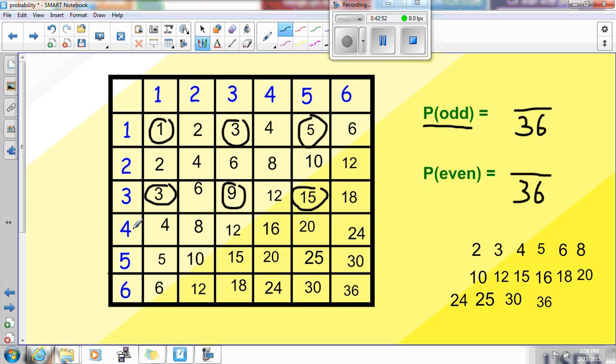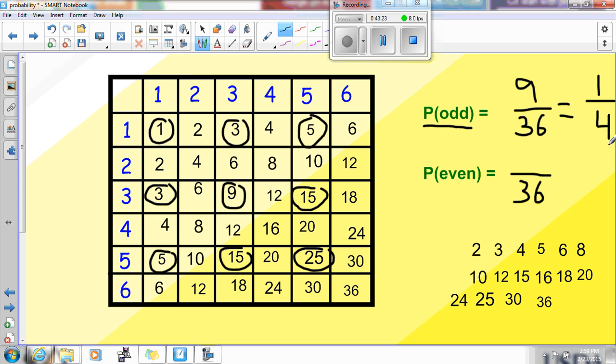If this die is a 4, none of these ends up being odd. If this die is a 5, we have every other one is odd once again. And then if the die is 6, they're all even again. So 1, 2, 3, 4, 5, 6, 7, 8, 9. Only 9 of the 36 times will be odd, which is to say 1/4 of the time will be odd.